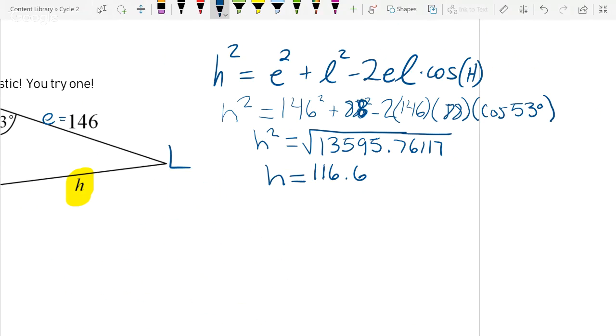So when we do that, this all looks lovely. We end up with a side of 116.6. Does that look reasonable? Yeah, looks good to me too. I'll snag that if I can.